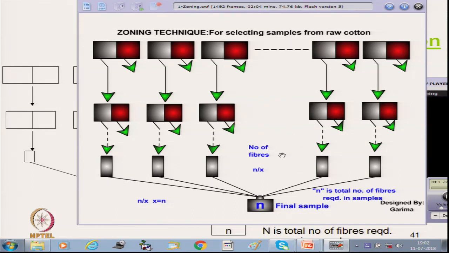If we know our required number of fibers or required quantity of fibers, we can continue up to that point. Suppose we have n different zones, say 20 zones, and we require say 100 gram of fiber. Then for each zone we should continue up to the point where each zone will have say 5 gram of material. So, mixing all of this we will get 100 gram.